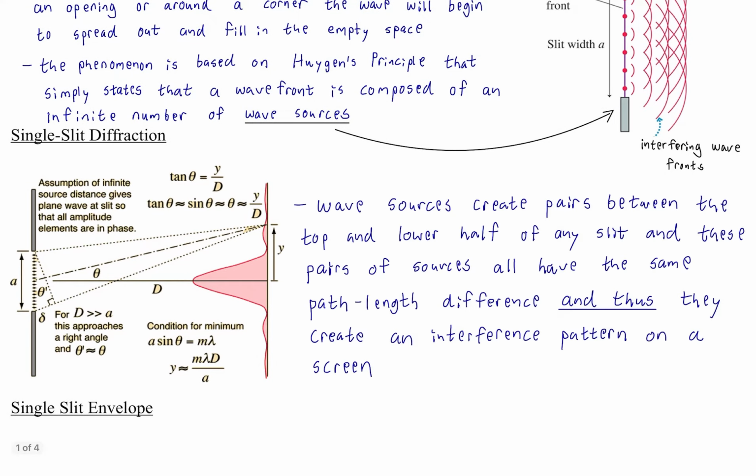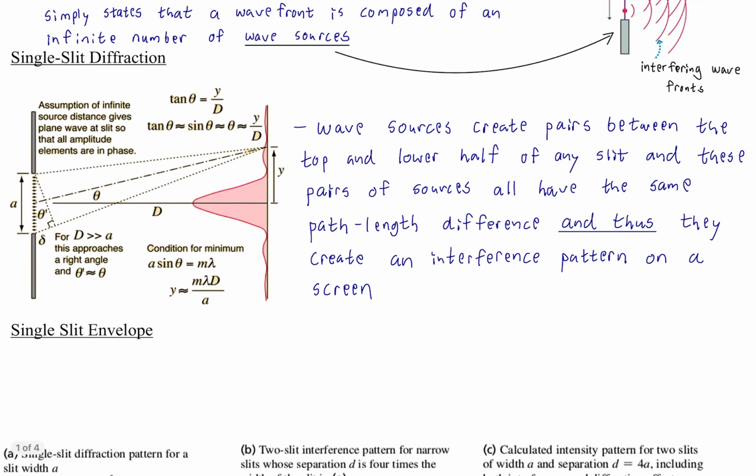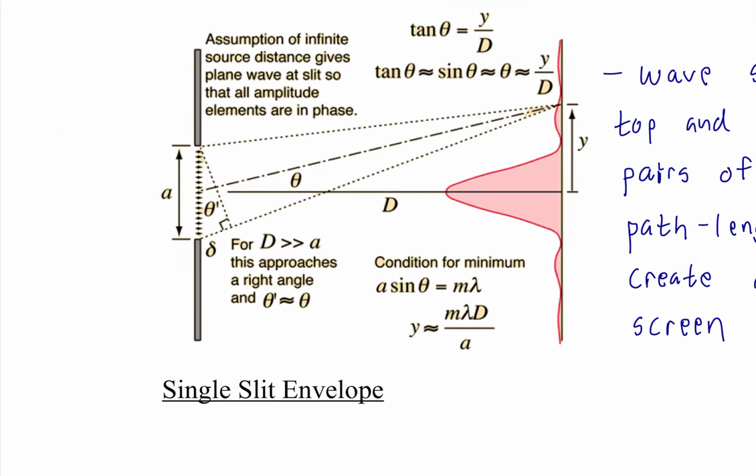But let's define it. Okay, so single slit diffraction comes from wave sources creating pairs, and we'll come back to the idea, between the top and lower half of any slit. And these pairs of sources all have the same path length difference, and thus they create an interference pattern on a screen, okay? So what we're doing is we're pairing up all those infinite number of wave sources based on Huygens' principle. We're pairing them up between the upper half and lower half of any slit, okay? That's why we've drawn this midline along the slit, okay?